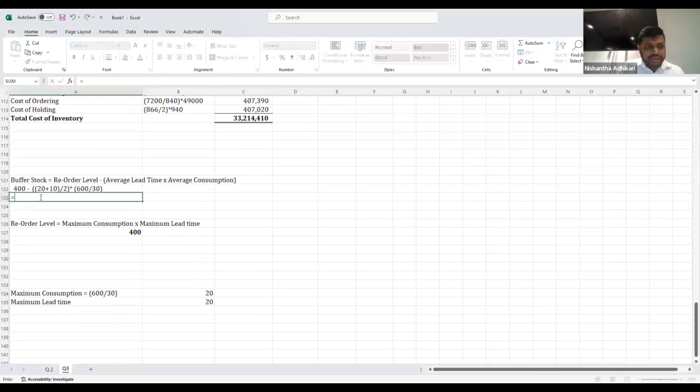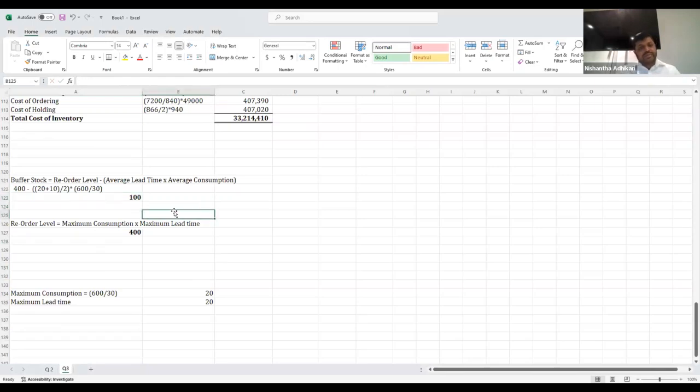Then this should be 400 minus 300, that is 100. Buffer stock should be 100. Yes, thank you guys. Buffer stock should be 100. That is done.